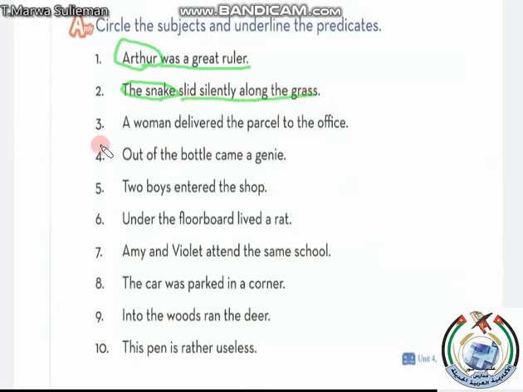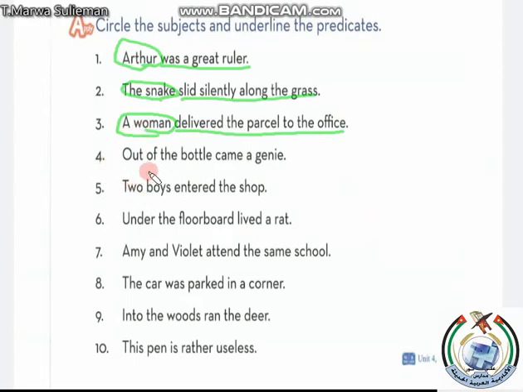What about number 3? A woman delivered the parcel to the office. Where is the predicate? Where is the part that contains a verb? Excellent. This part contains a verb, so this is the predicate. Delivered is the verb. A woman is the subject. Who delivered the parcel to the office? Excellent. The woman. So the woman is the subject.